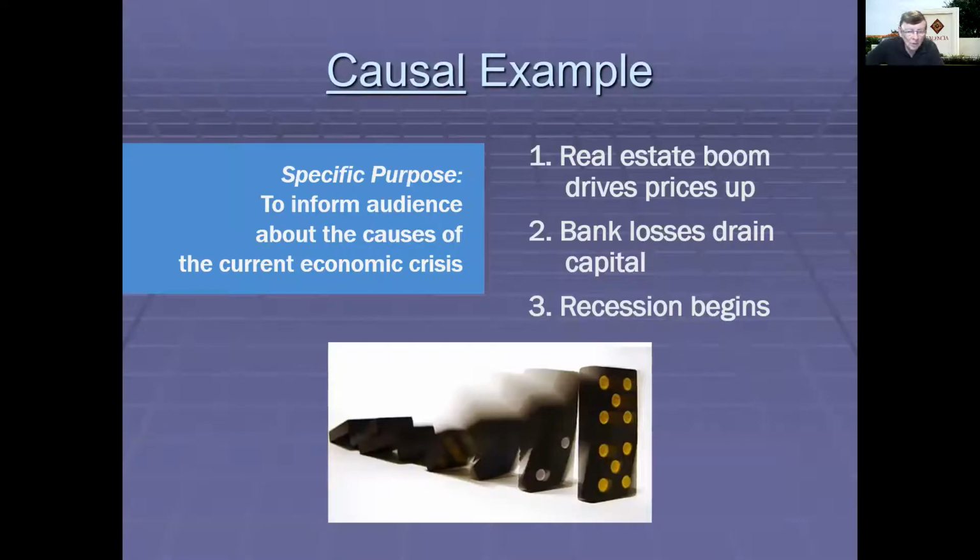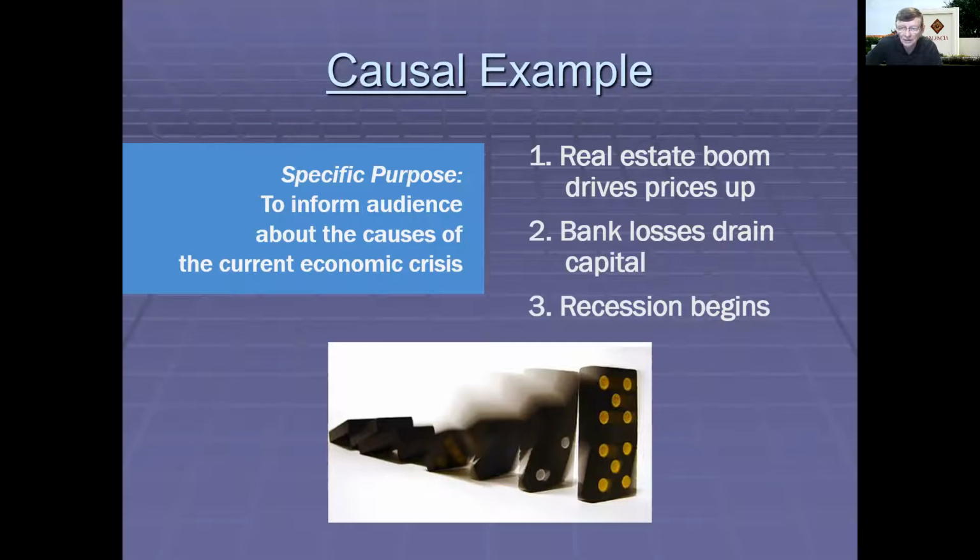To inform the audience about the causes of the current economic crisis. Well, what started it? Real estate boom, drive prices up. Okay, bank losses drain capital. Well, why did the banks drain capital? Because people were issued mortgages who, quite frankly, couldn't pay for them.